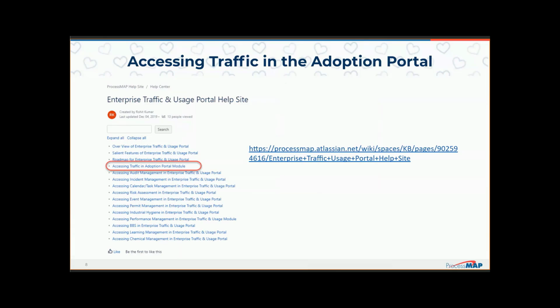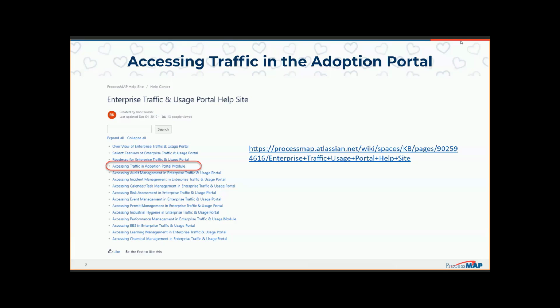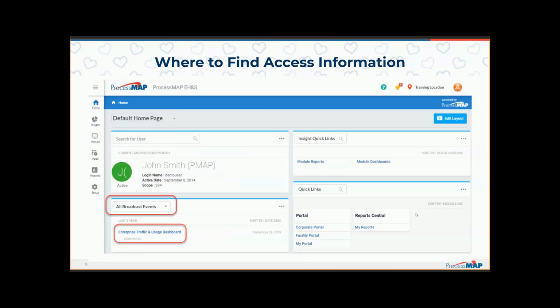Now, accessing the adoption portal. The slide that I have on here right now is from our help site. And I wanted to point that out because we have a very extensive help site that will go into a lot of details with you on what you're seeing in the adoption portal. The link to the help site is right there, and the link to the help site is also right by your link to the adoption portal. So where do you find that information to access the portal? Primarily, if you go into your broadcast events on your homepage, you should see a link that will take you to the user adoption portal.